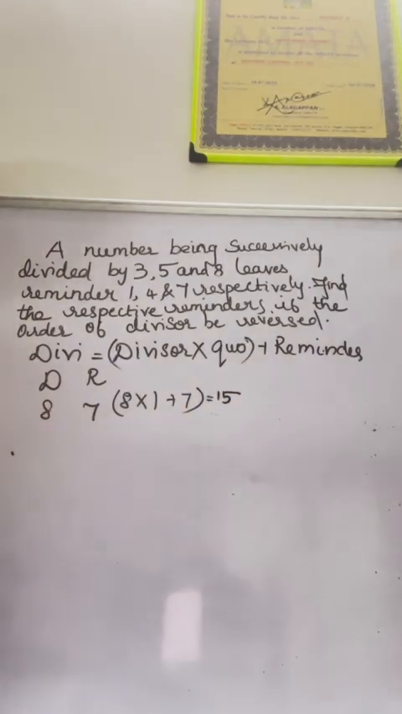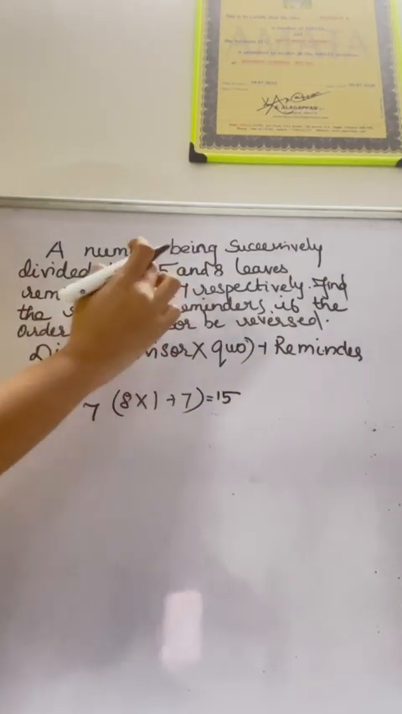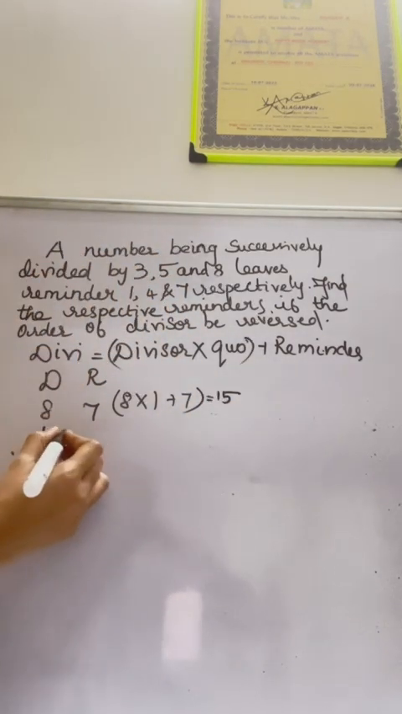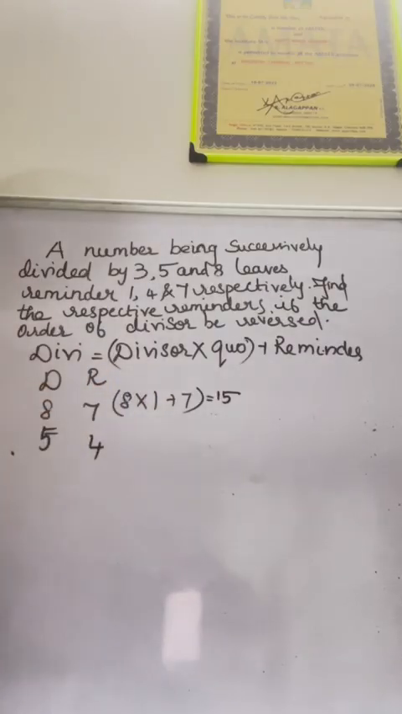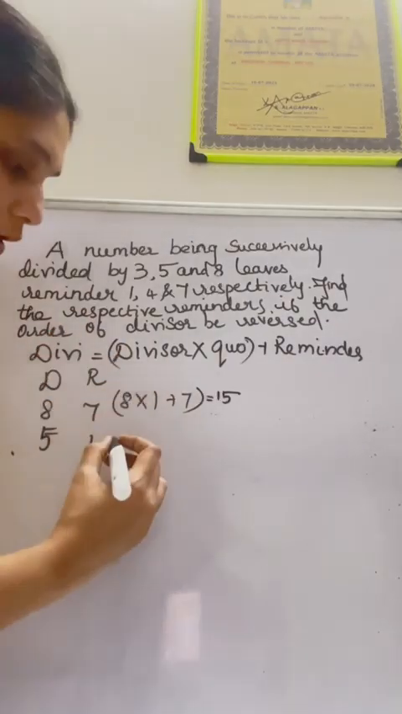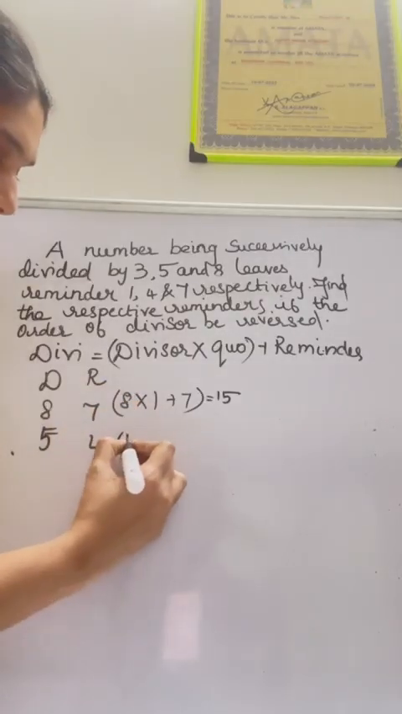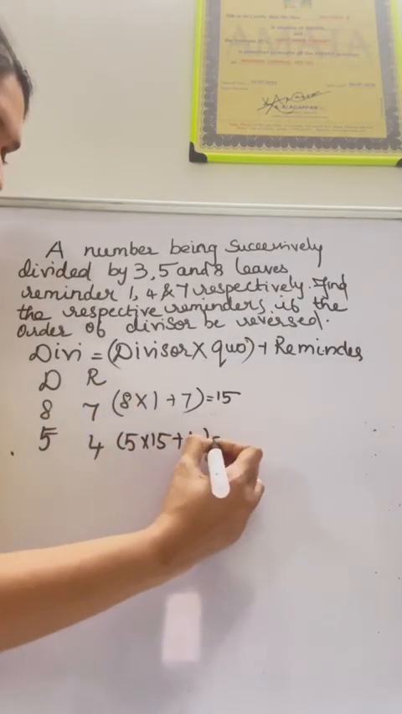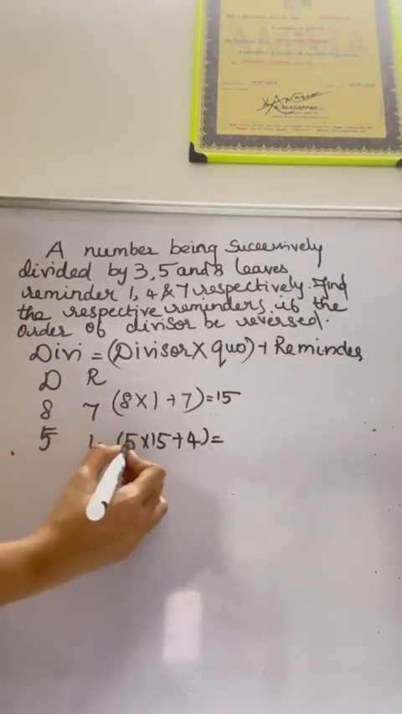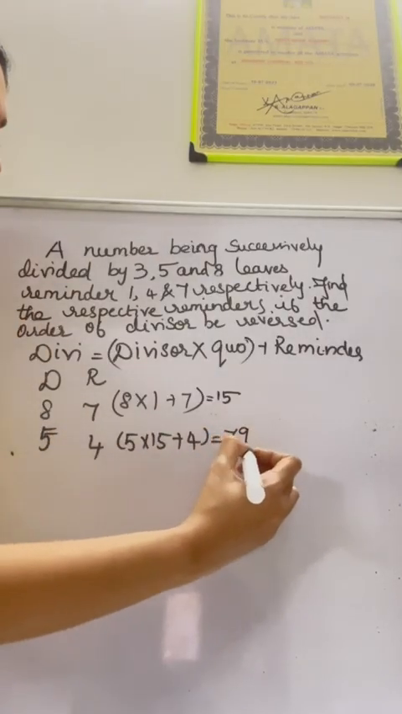So next, what have they given? When divided by 5, we get the remainder 4. So the next step is 5 into 15 plus 4. 75 plus 4 is 79.